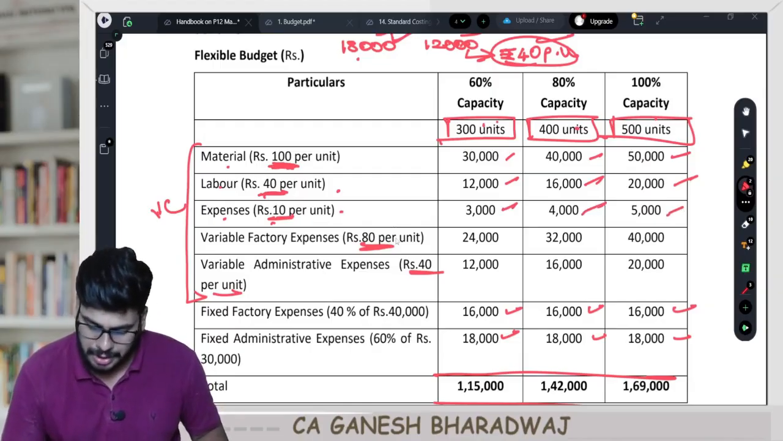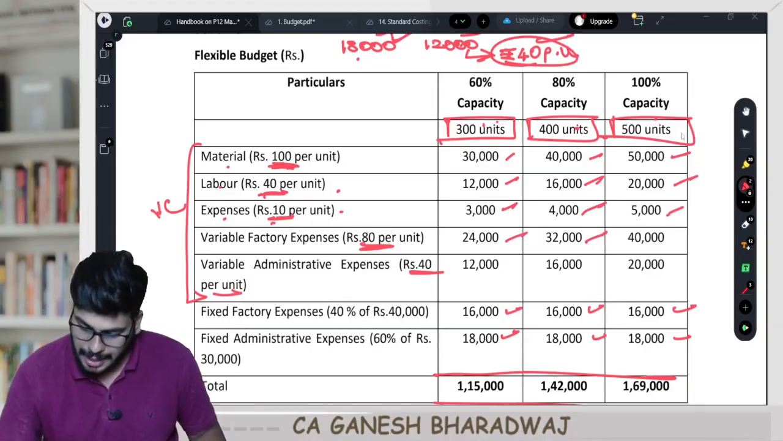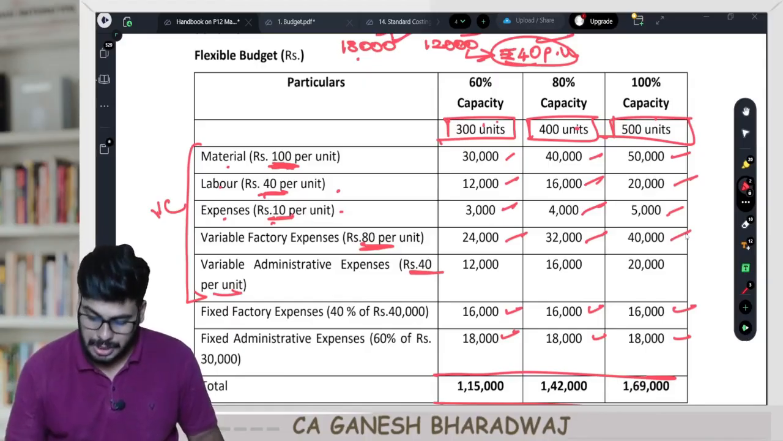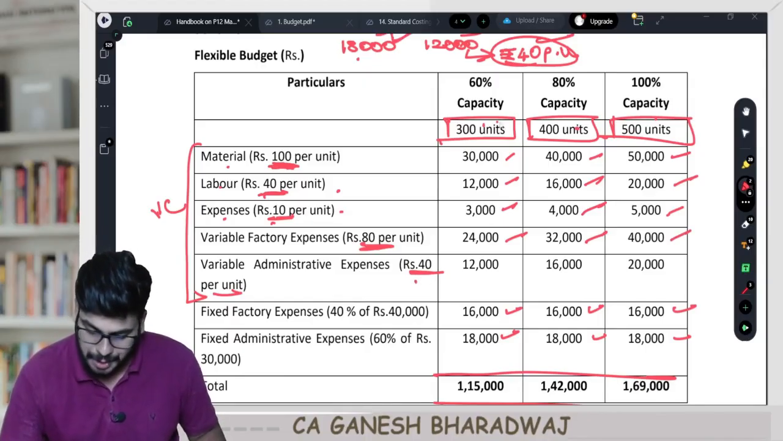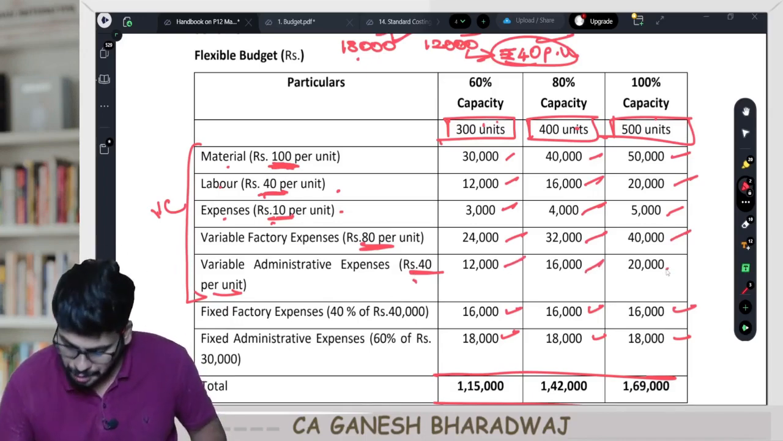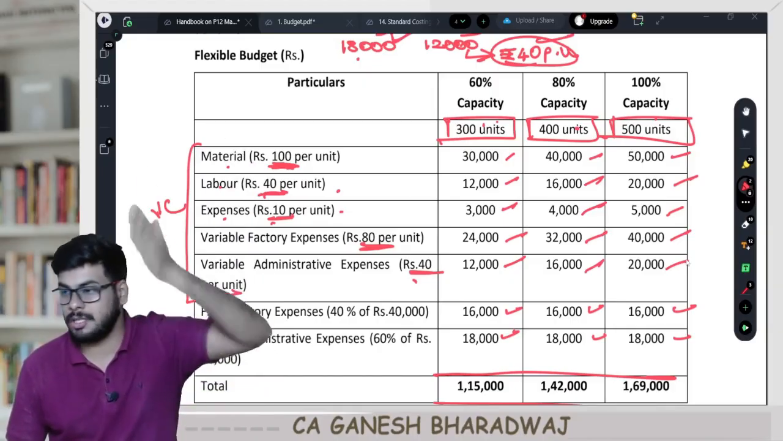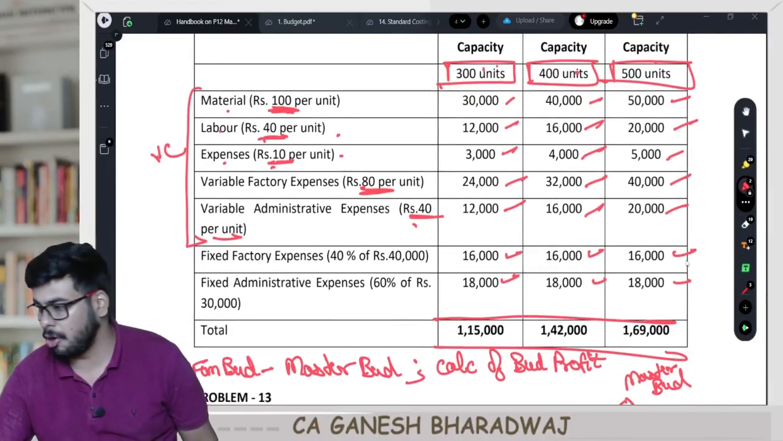Variable factory costs, you have what? 80 rupees into 300, it's going to be 24,000. 80 rupees into 400, you get 32,000. 80 rupees into 500, you get 40,000. Similarly, here it's going to be 40 rupees, your variable admin expenses. 40 into 300, it's going to be 12,000. 40 into 400, it's going to be 16,000. 40 into 500, it's going to be 20,000. So now you have the cost data for all the output levels, all the volume levels.